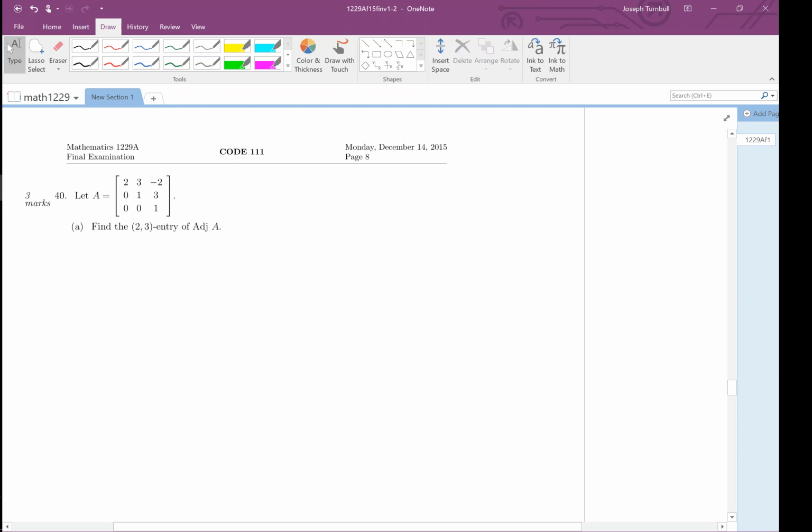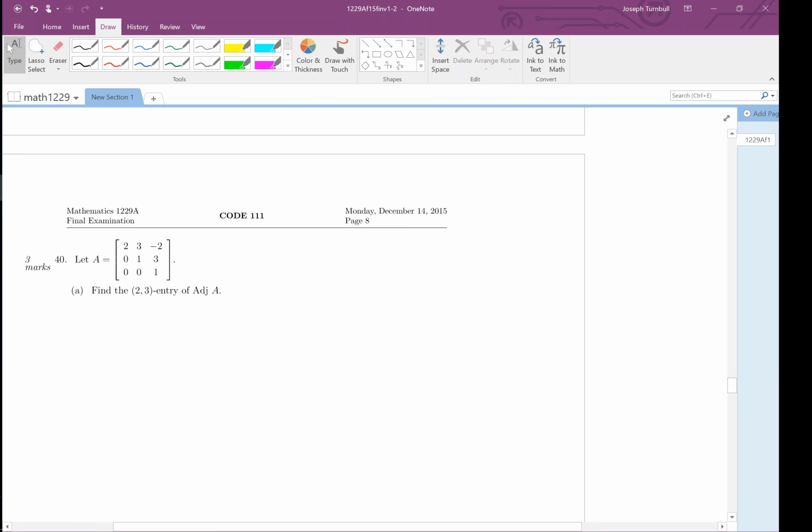Okay, number 40 asks us to find only the 2, 3 entry of the adjoint of A. So my process for doing this is, let's see, do I want to take the transpose first or the transpose later? Let's do transpose first. So step 1, A transpose equals, so the first row becomes the first column, 2, 3, negative 2. The second row becomes the second column, 0, 1, 3. Third row becomes the third column, 0, 0, 1.